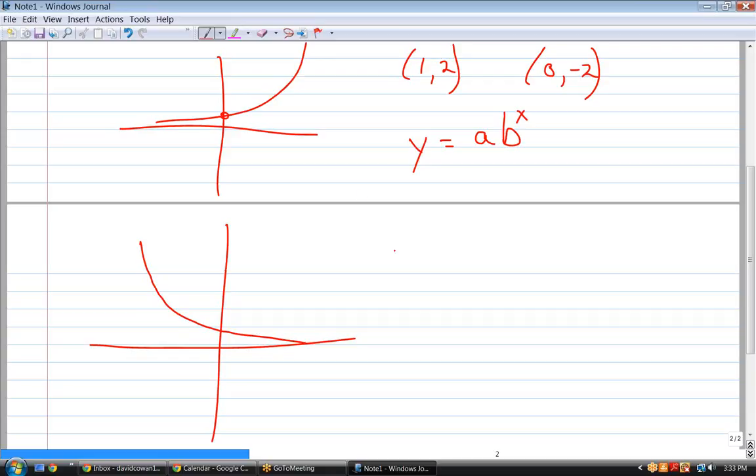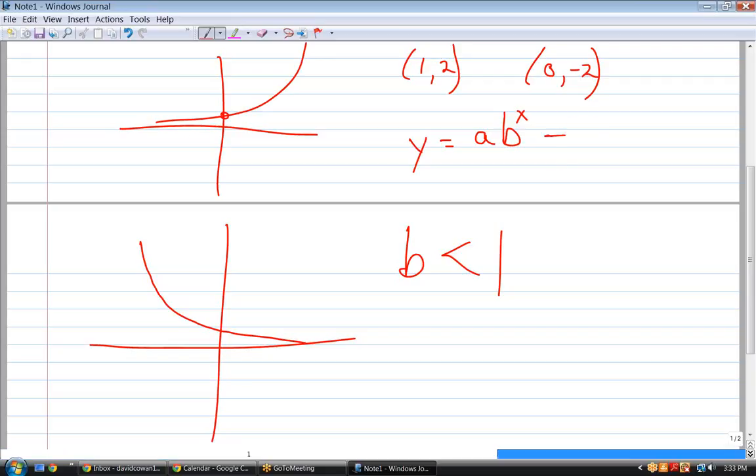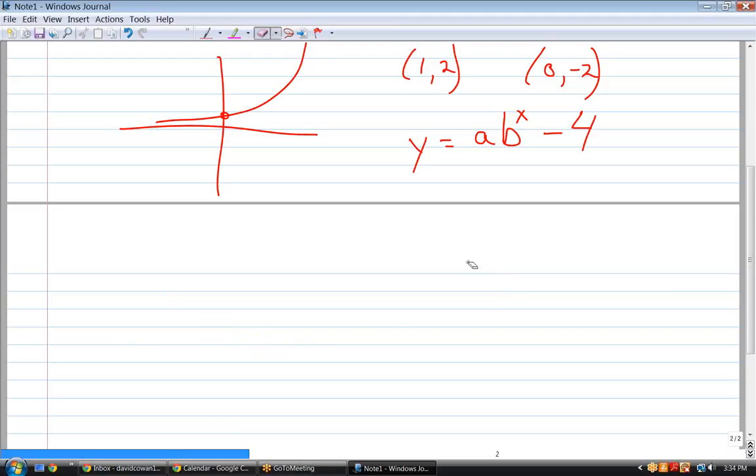I have a question about this. Does the asymptote matter? Yes, it definitely does. If the asymptote is the line y equals 0, there's no vertical shift. If the asymptote is the line y equals minus 2, then it would be that. Well, this problem has an asymptote of y equals negative 4. So it's ab to the x minus 4 to start with.